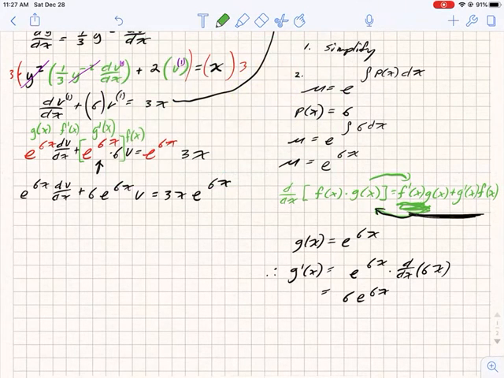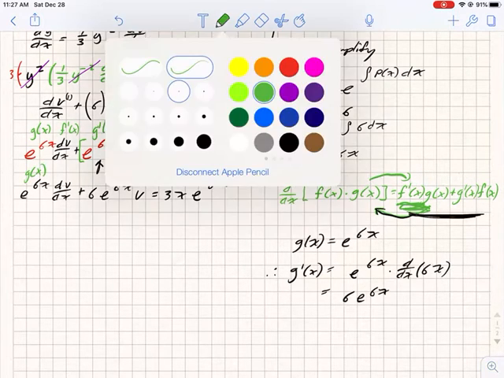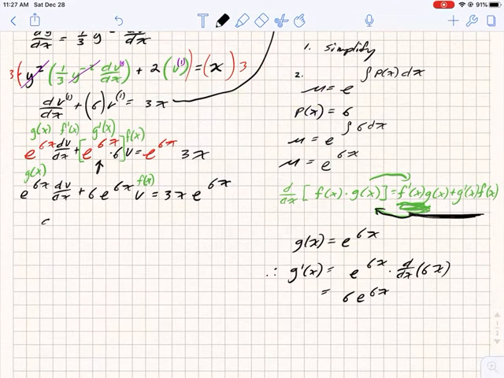So let's identify our functions again. This is f of x, and this is g of x. And we're just saying that we're going to take the derivative of f of x times the g of x function. So we simplified the left side. The right side will still remain 3x e to the 6x.